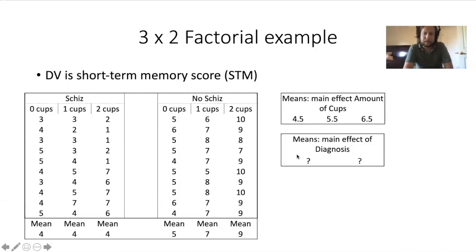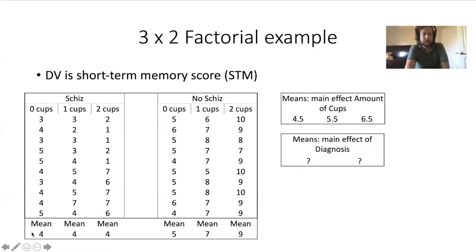So can someone tell me, how would we calculate the mean score of someone who has schizophrenia using these data right here? Can someone tell me? So you add all the 0 cups, 1 cups, and 2 cups, and then you divide by 3, which is the total number. Yes. Could you be specific? Which 3 numbers are you adding? So you'd add 4 and 4 and 4, and you'd get 12 divided by 3. Exactly.